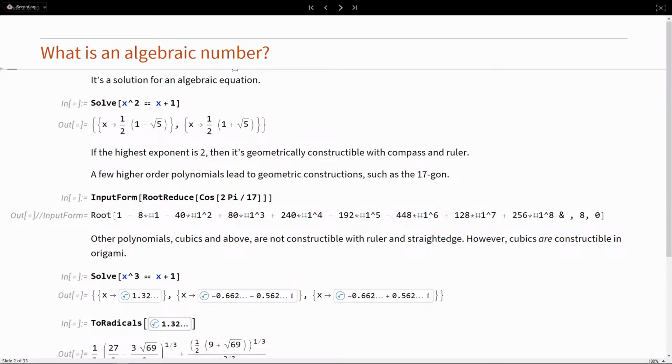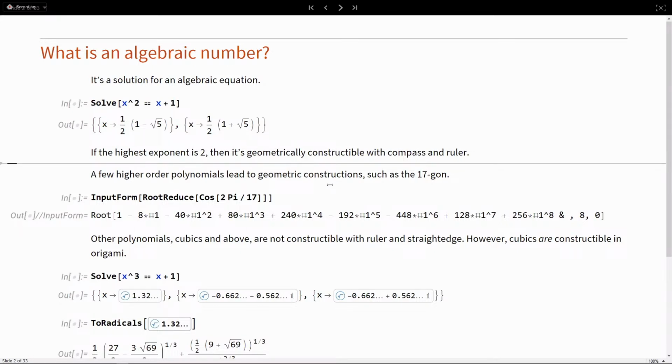So we'll start with what is an algebraic number? Here's an example: x squared equals x plus 1. The solutions to that are the golden ratio and 1 minus the golden ratio, or minus 1 over the golden ratio. This is an example of a quadratic polynomial. In these polynomials, basically everything has to be either a rational or algebraic coefficient, and if that happens, then you can get an algebraic number back out.